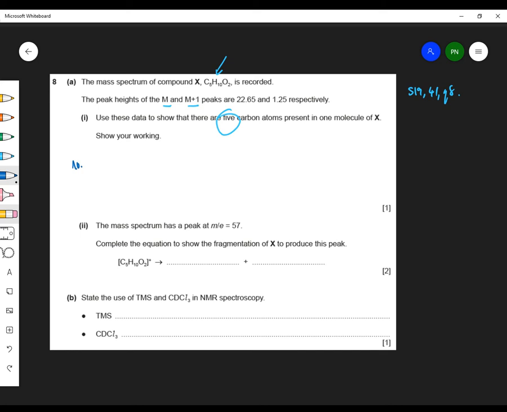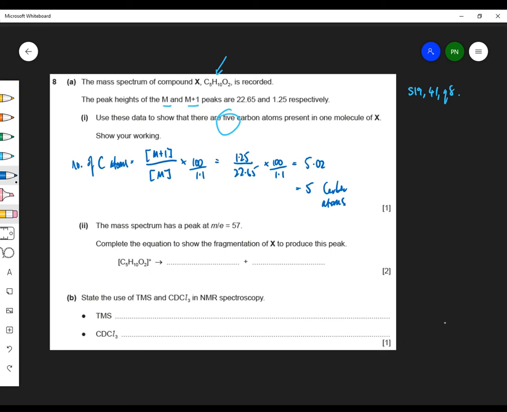Number of carbon atoms is equal to the intensity of the M plus 1 peak divided by the intensity of the M peak times 100 divided by 1.1. That is 1.25 divided by 22.65 times 100 divided by 1.1, and that gives us 5.05. So there are 5 carbon atoms.